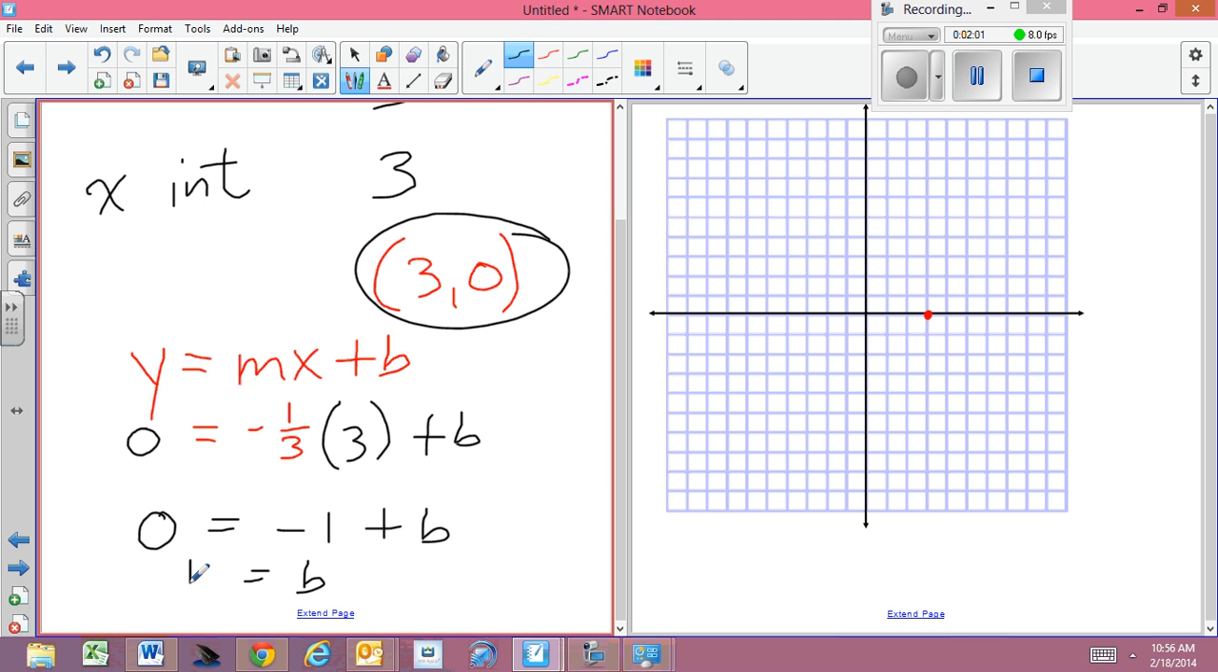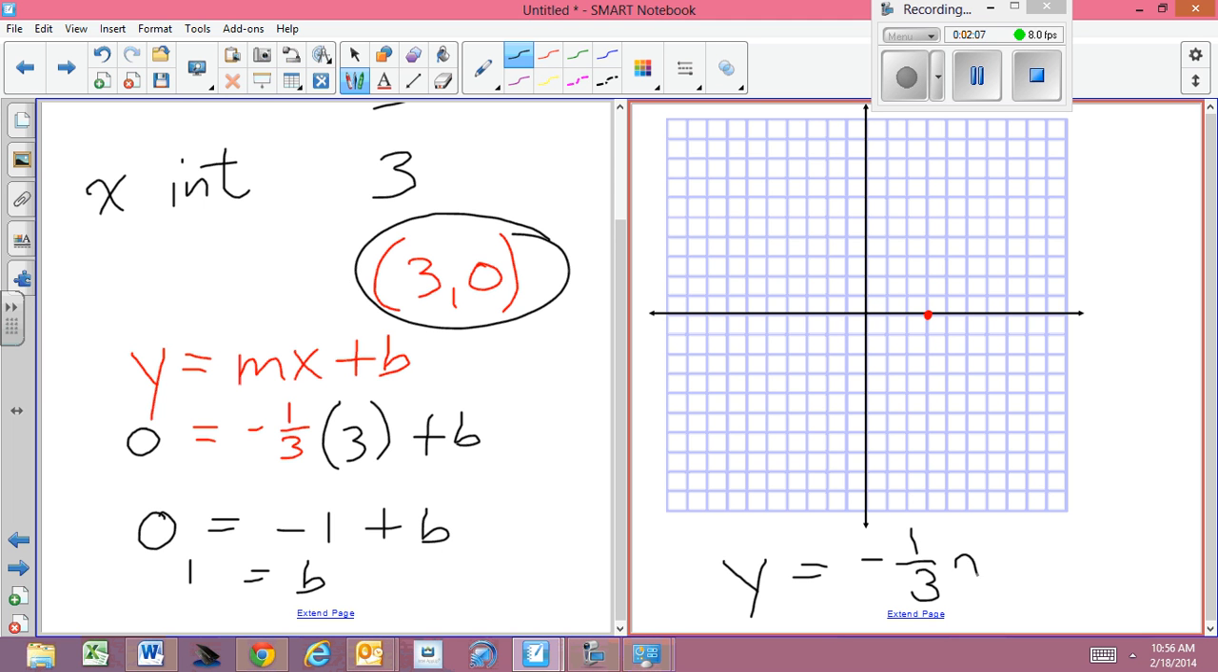So now I have a slope that was given to me. I just calculated the y-intercept. Now it's easy to write the equation for the line. There's the slope that I was given. There's the y-intercept that I just found.